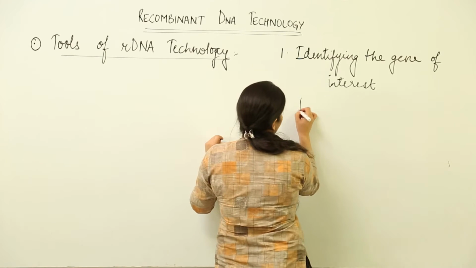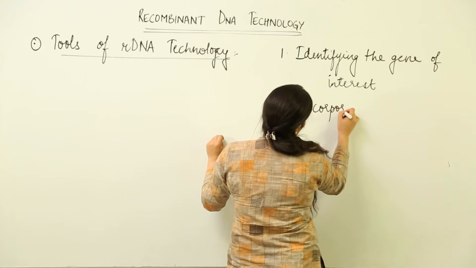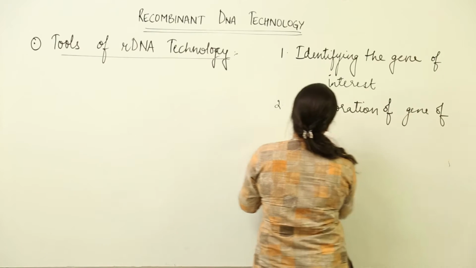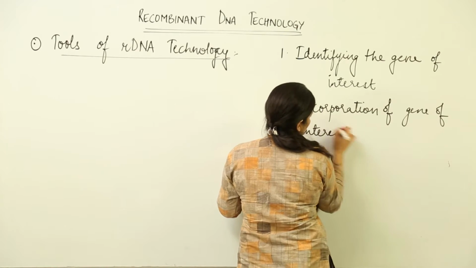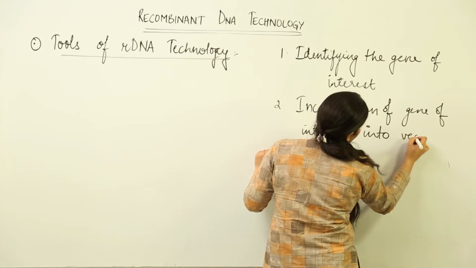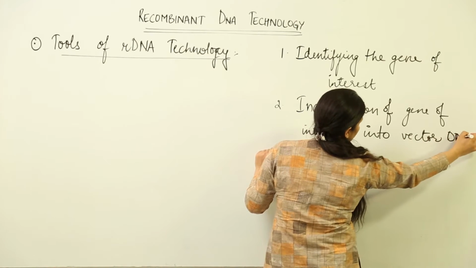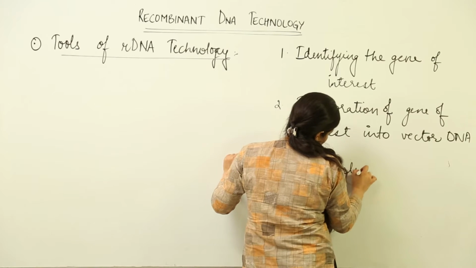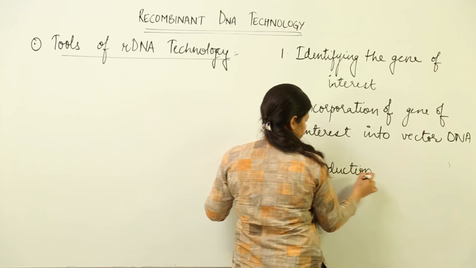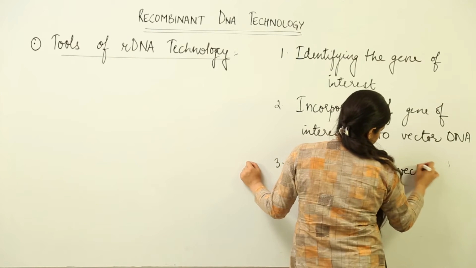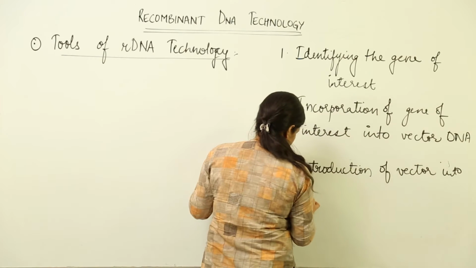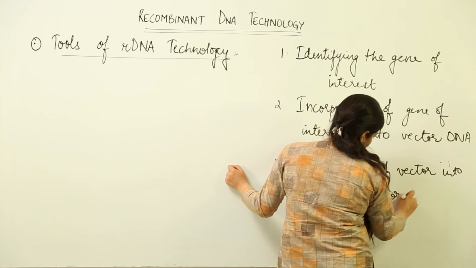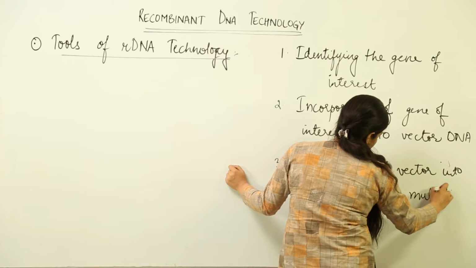Okay. So we have to make sure of incorporation of the gene of interest into the vector DNA, and the third step is introduction of the vector into a suitable host cell. Suitable host for multiplication.